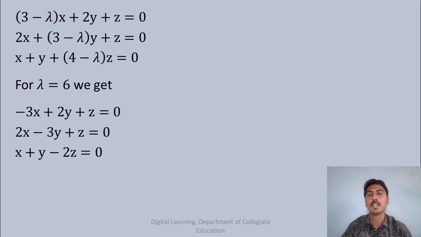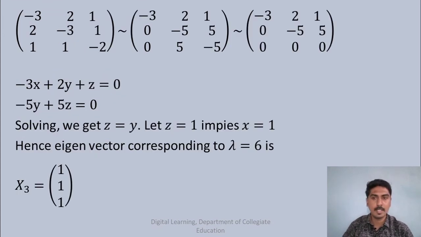And finally, to find out the eigenvector corresponding to lambda equal to 6, I substitute lambda equal to 6 in these equations. I get these simultaneous equations. To solve such simultaneous equations, we can use the elementary row operations that make the job much easier. I consider the coefficient matrix [minus 3 2 1; 2 minus 3 1; 1 1 minus 2].